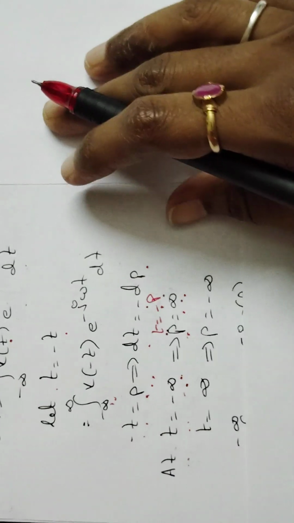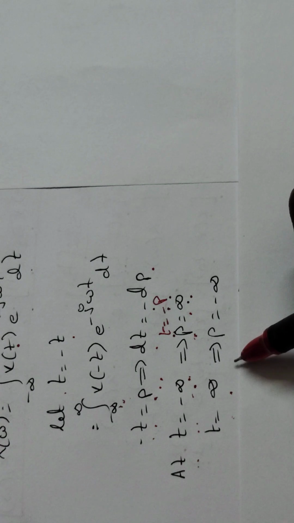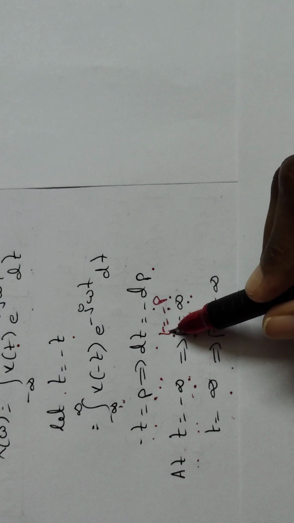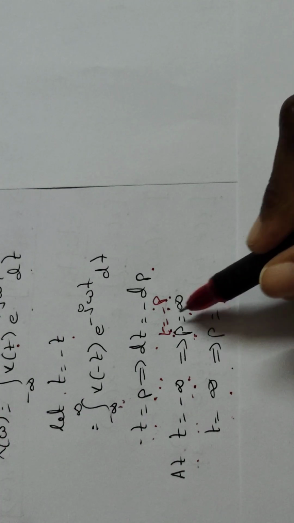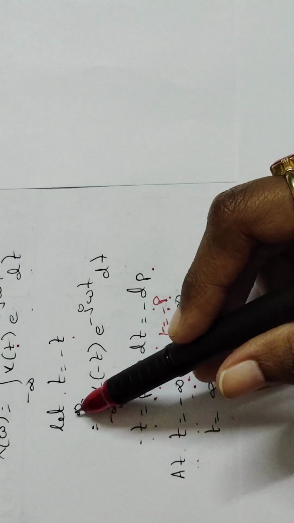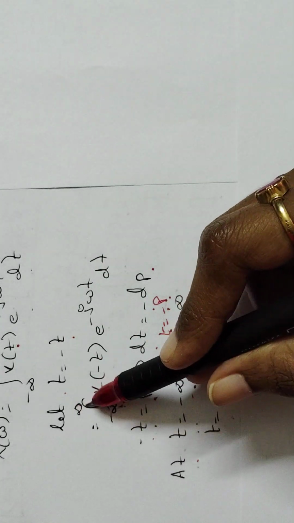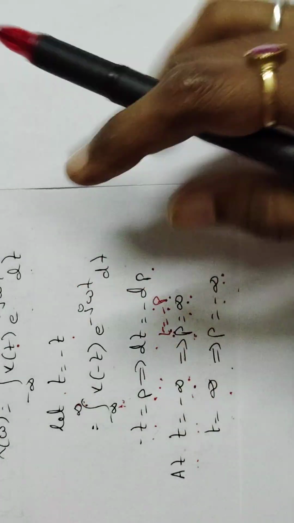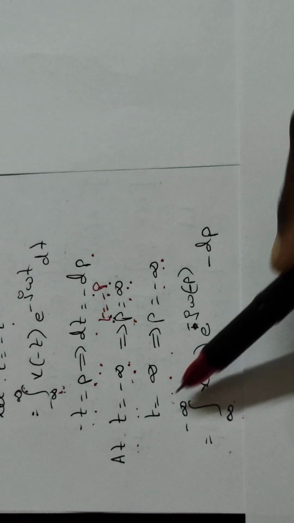What is the next value? t = ∞. Here t = ∞ means p = −∞, right? Now you have to change the limits. The t limits are from −∞ to ∞. Now the p limits are from ∞ to −∞. So here I am changing the limits, ∞ to −∞.